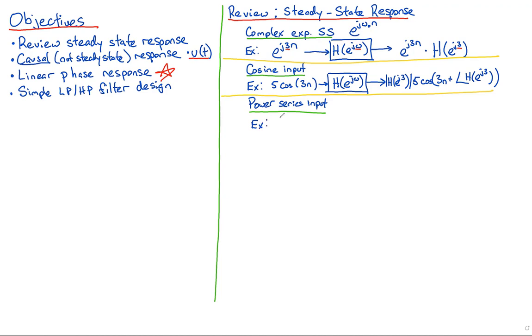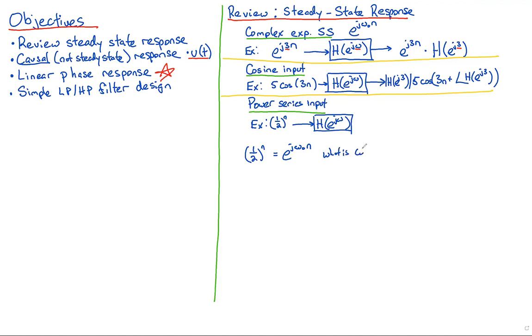As before, I'm going to give this as an example. Let's say we've got a 1/2 to the n input to our H of e to the j omega. And the question is, what do we get out? And this is actually steady state because there's no times u of n. It's been doing this forever and ever. And all I need to figure out is, what is this power? In other words, if we say 1/2 to the n is equal to e to the j omega naught n, what is our omega naught?